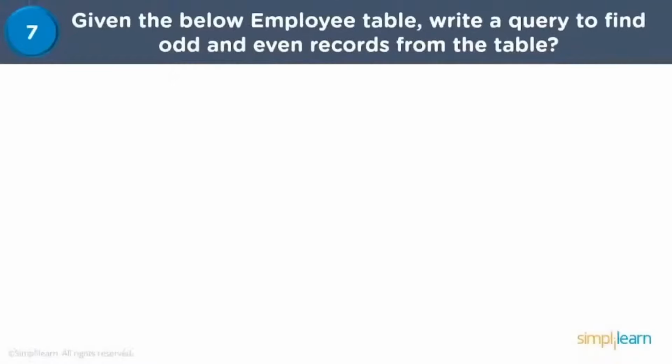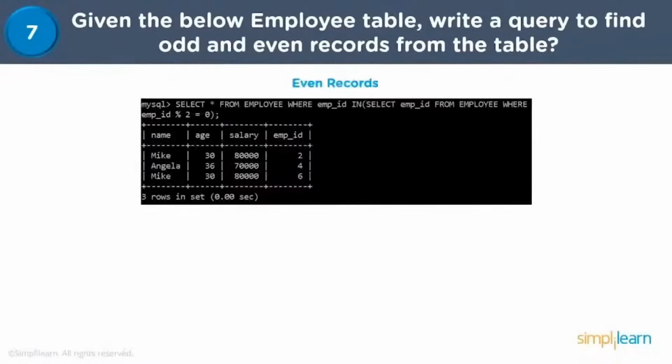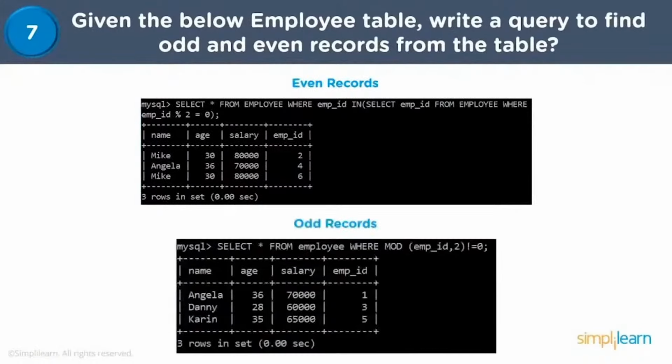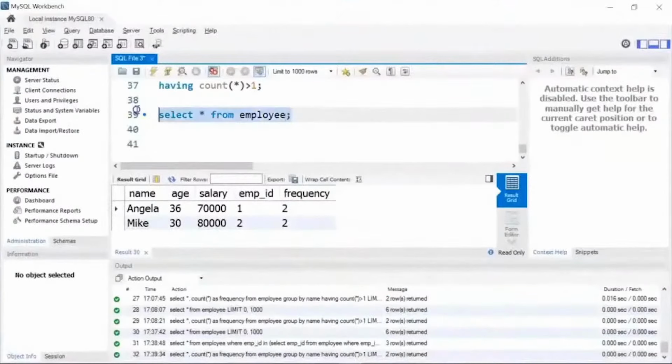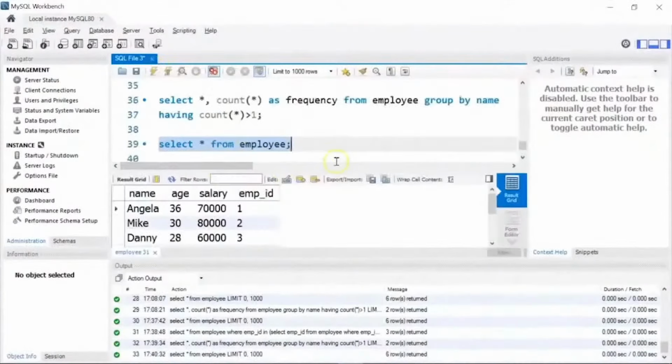So let's now look at our seventh question. Given the below employee table, I want to write a query to find all the even and odd records from the table. So as you can see, there are two ways to do it. One is to use a subquery, and another you can use the mod function. So let me show you both the ways. Alright, so let me run this SQL query to see all the values present in the employee table. So if you see, the last column, which is the employee ID column, has all the employee IDs as unique values. So I'm going to use this in my where condition.